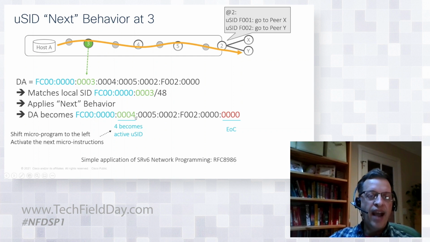So what we have done is we have shifted the micro program. We have shifted the program to the left. We activated a new micro instruction. And when we do that, you can see at the end, we have appended the well-known end of carrier microSID. So I always keep the structure of the outer DA. This is what happened on 3. And now you know what's going to happen in the next 5 clicks.